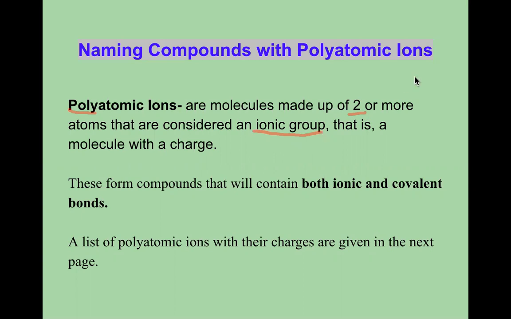Okay, so for example, hydroxide ion. See, this is called hydroxide ion with charge 1 minus. Why do you call this polyatomic? Because it has two atoms and it carries a charge. So this is called polyatomic. In some polyatomic ions, you see more than two atoms, and we will see examples in later slides. And these polyatomic compounds will have both ionic and covalent bonds.